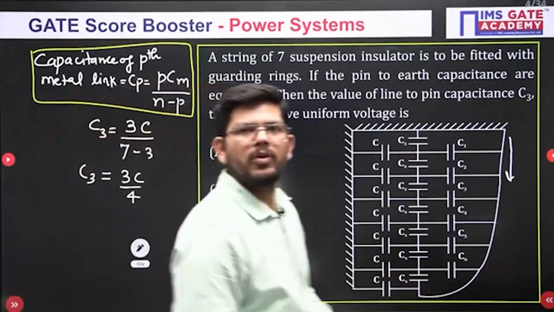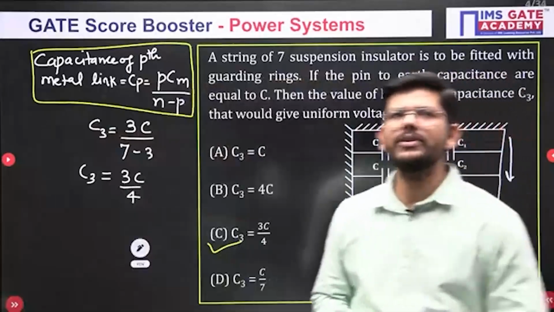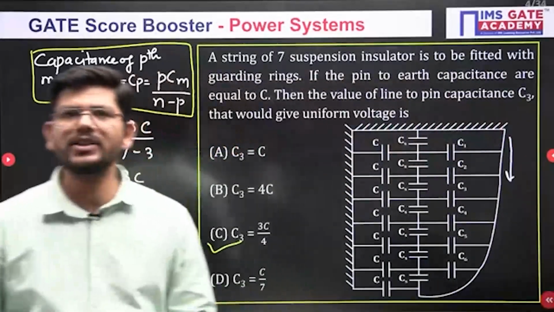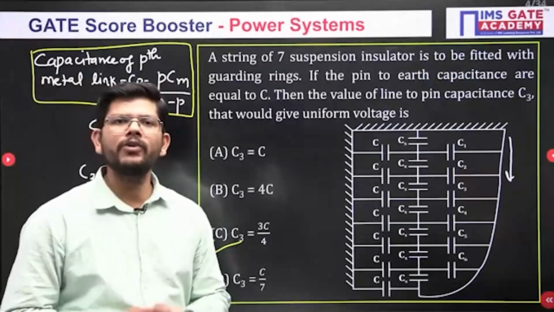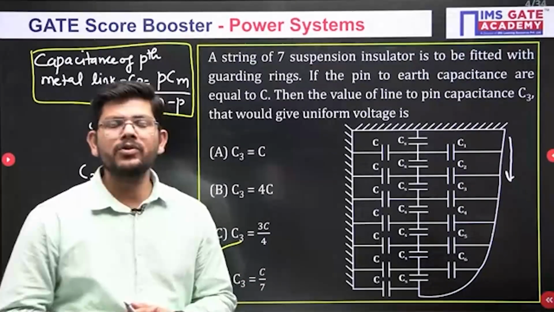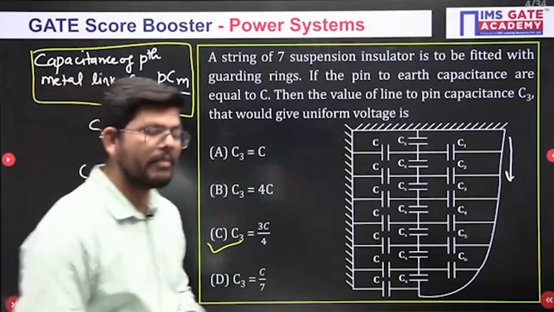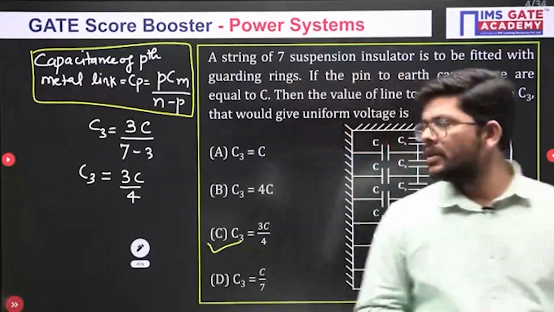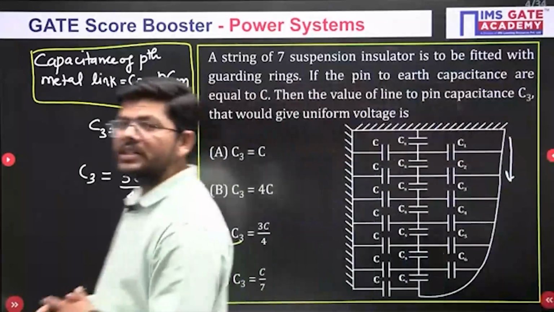Wow, sir, this formula I was not knowing. Very good. Okay, so this is the purpose of GATE Score Booster series, to make you approachable towards all the formulas and concepts, so that you can manage the unseen questions. Okay, now let me move towards the next question.